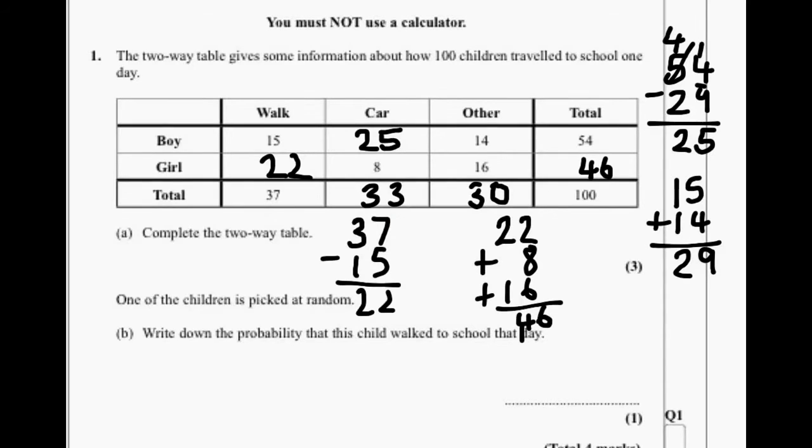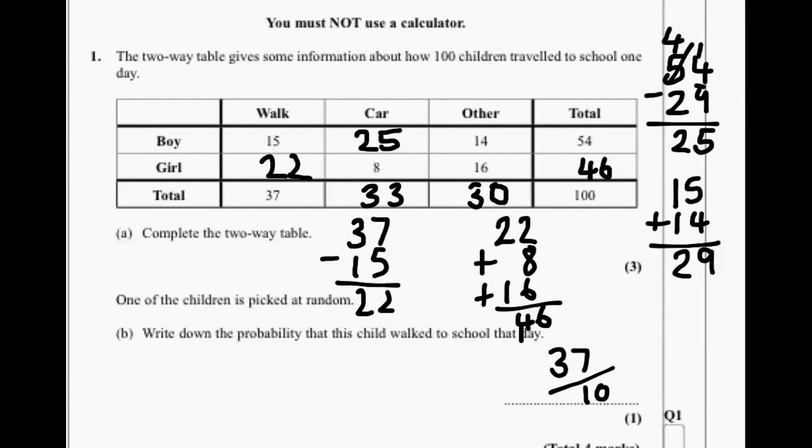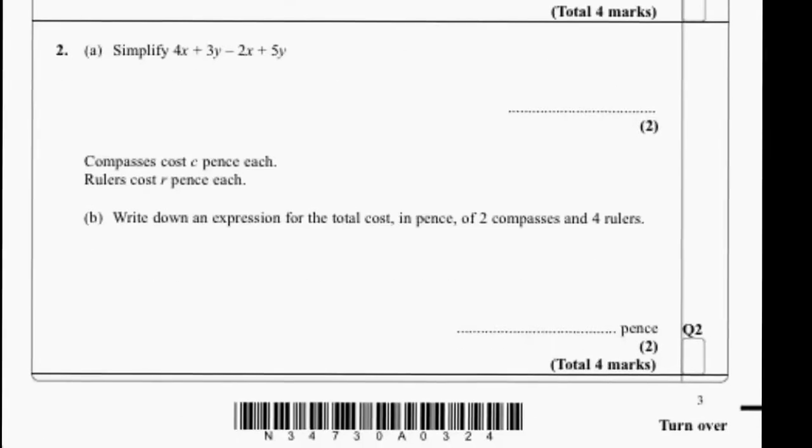Write down the probability that this child walked to school that day. Well, I can see that the walkers were a total of 37, out of a total of 100 children. So that's 37 out of 100. And I must remember to write a probability as a fraction. Done. Okay, I'm going to go print.